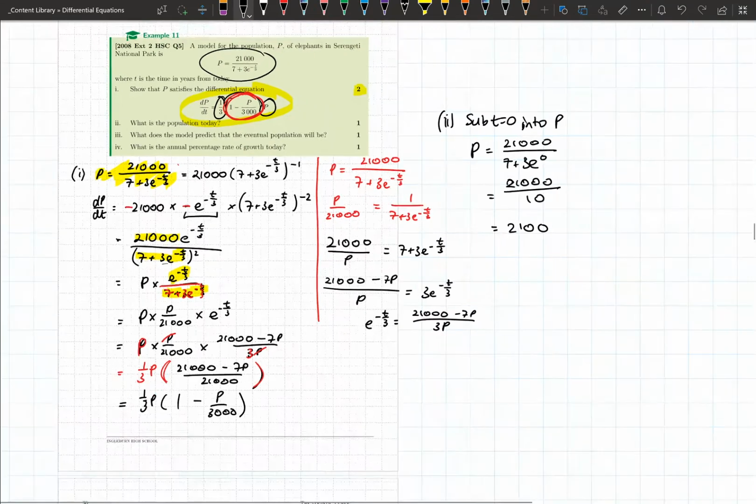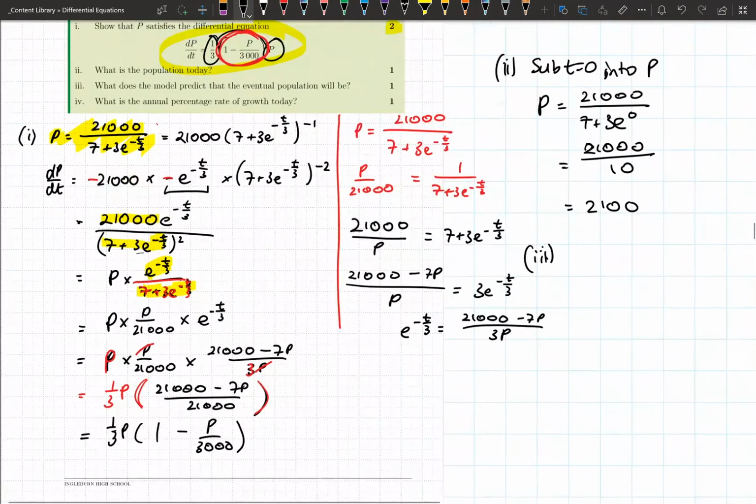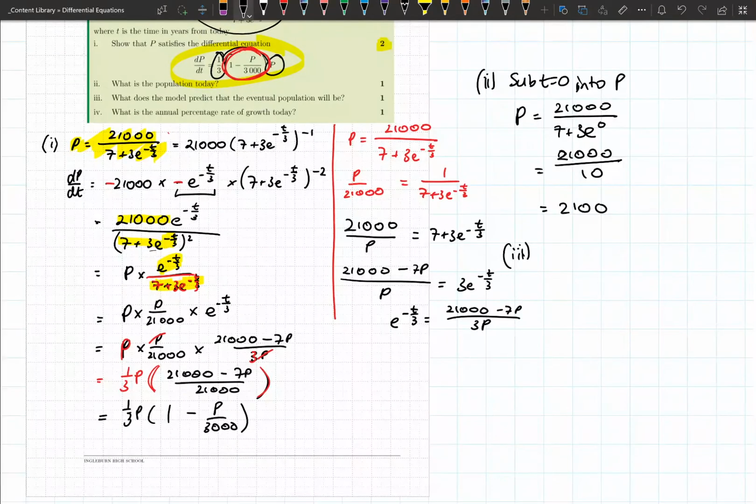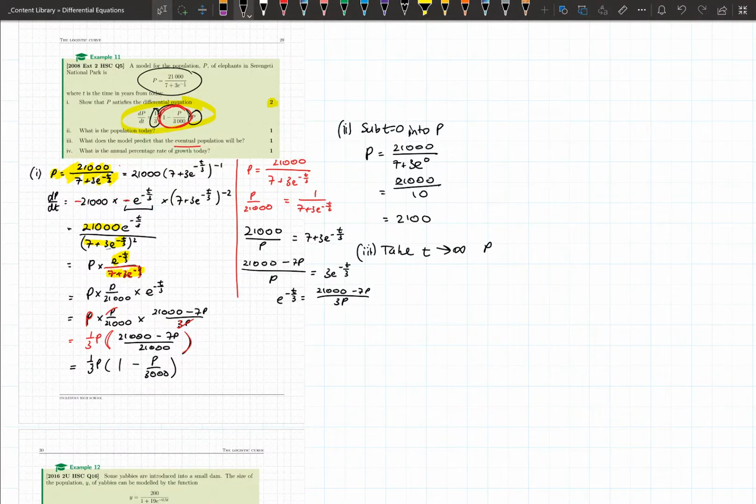Excellent. Okay, part 3. And here I've actually told you what the key word is. What does the model predict that the eventual population will be? What's the key word that you notice in this question? Eventually. Eventual means we take the limit as t goes to infinity, similar to when we started looking at differentiation. So here we want to take the limit as t goes to infinity, and we're going to put that into our population.